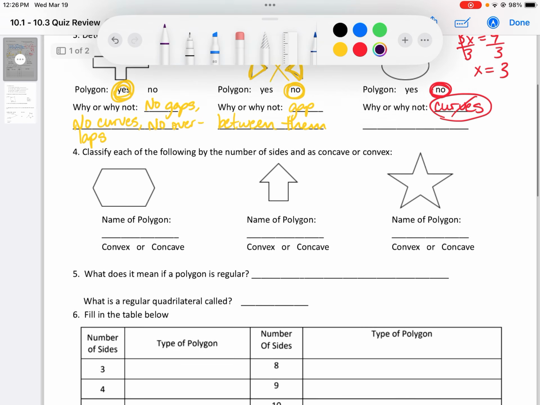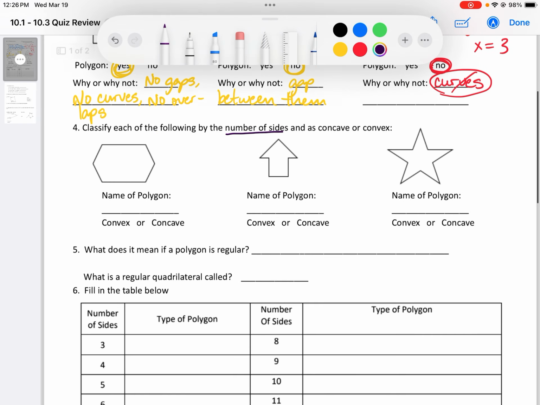On this next section, we're looking at different shapes, and we're classifying them by their number of sides and if they're concave or convex. The first thing we want to do is count all the sides. 1, 2, 3, 4, 5, 6. That's a hexagon. 1, 2, 3, 4, 5, 6, 7. That is a heptagon. 1, 2, 3, 4, 5, 6, 7, 8, 9, 10. That is a decagon.